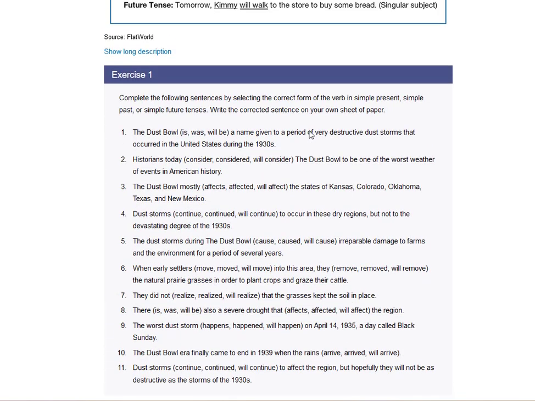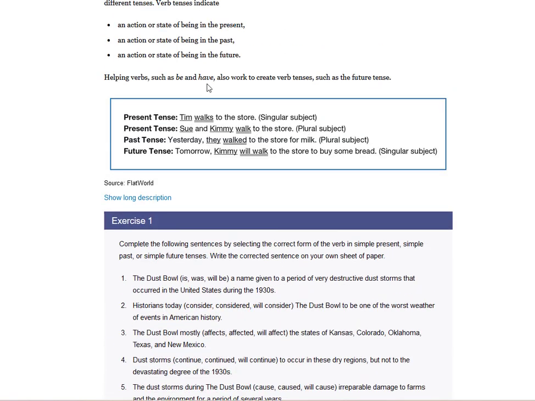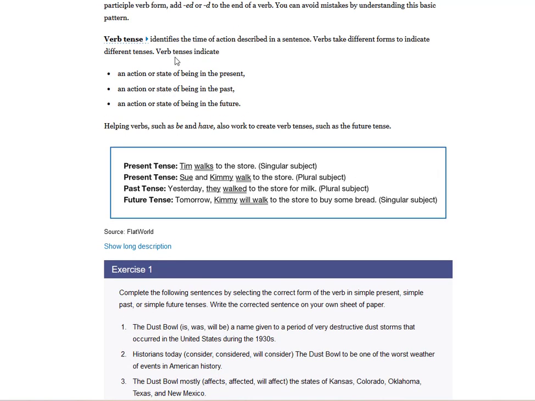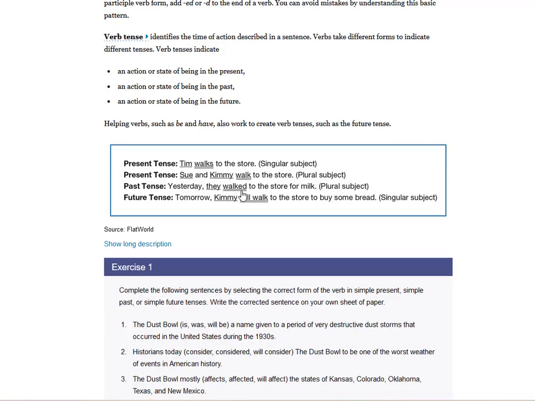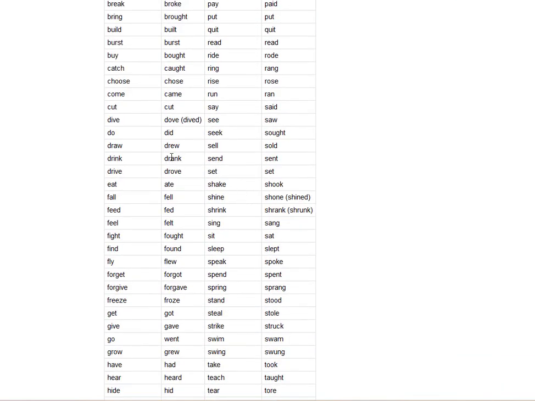So a regular verb would be I walked, she talked, or something like that. Anything that can add an ed at the end for the past tense, that's how you could tell it's a regular verb. As soon as you have, this is not an ed verb.